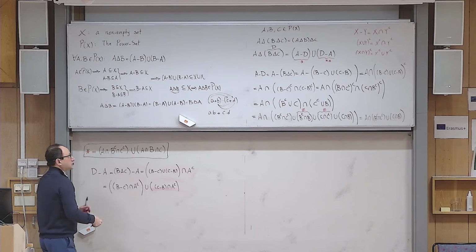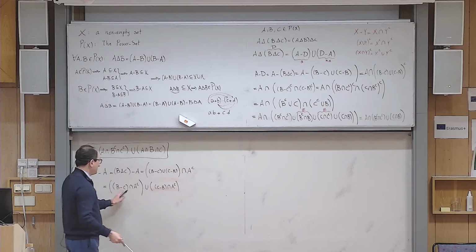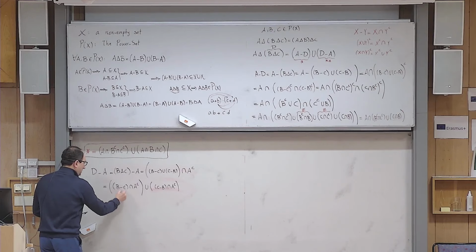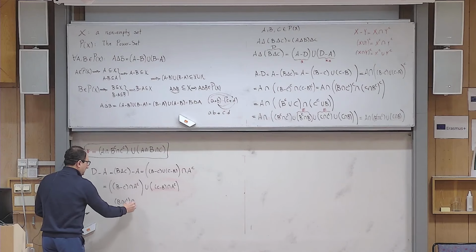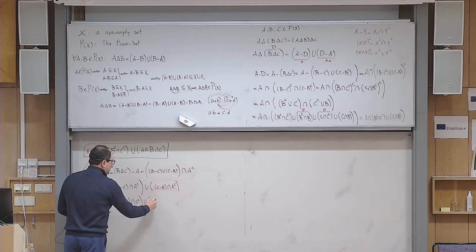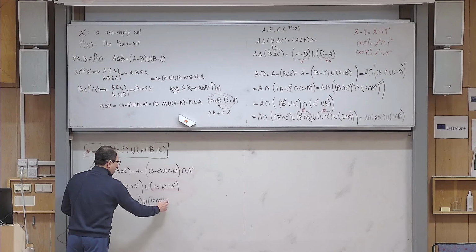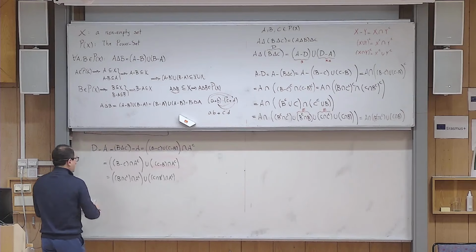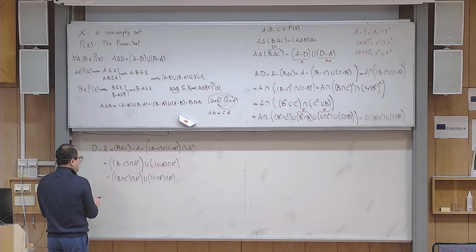And again, I use the same theorem on top for this part and that part. So this can be written as B intersect with the complement of the second one, and then you have another A complement here, and then you have union. This also can be written as C intersect with B complement, and then you have another A complement here.